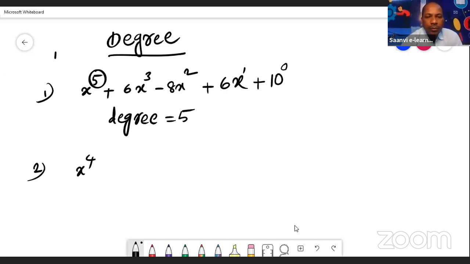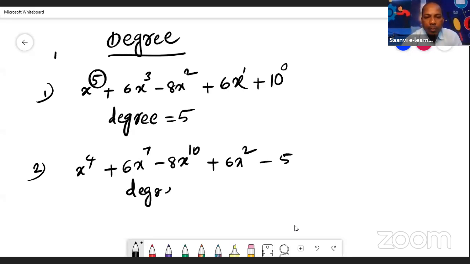x power 4 plus 6x power 7 minus 8x power 10 plus 6x square minus 5. Now say, what is the degree here? Right, you are absolutely right. The degree is 10. Why? Because comparing all the powers, x power 4, x power 7, x power 10 and x power 2, the highest power is 10. So the degree of this algebraic expression is 10. Degree is nothing but the highest power of the algebraic expression.